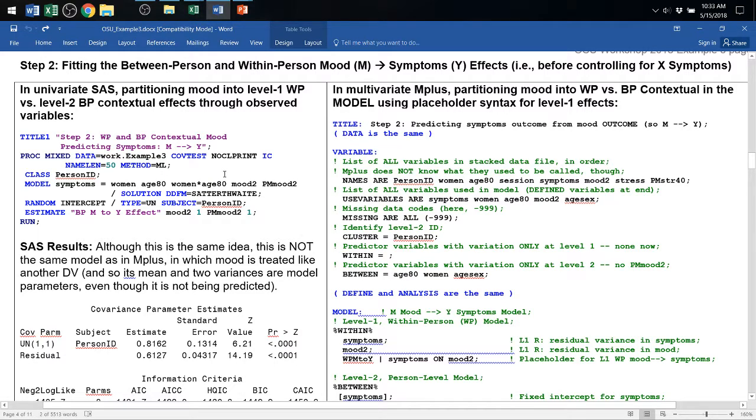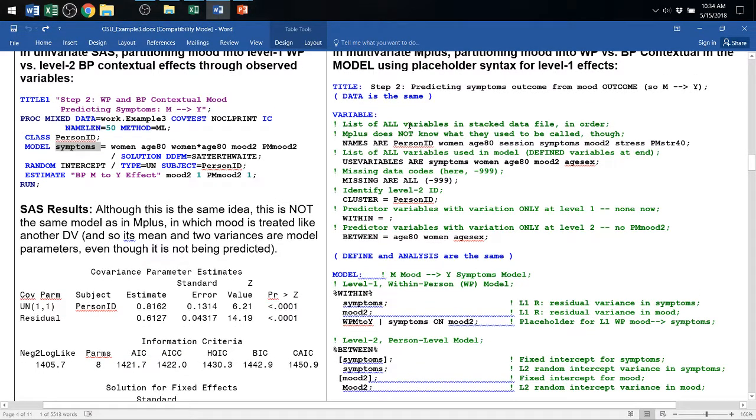So I have the brute force version of the model over here on the left in SAS, where now negative mood is the predictor, symptoms is the outcome. And because SAS only lets you partition one variable at a time, I had to carve up negative mood. So this is not the same model. I'm letting M+ estimate the variance in mood along with the variance in symptoms over here instead.